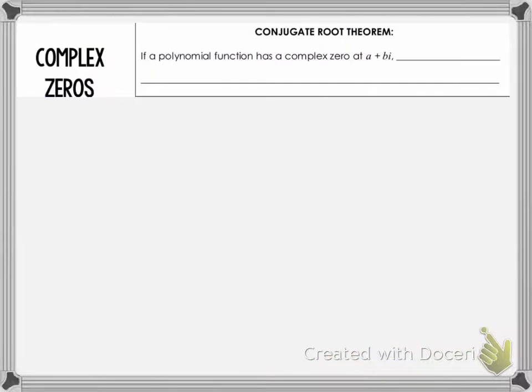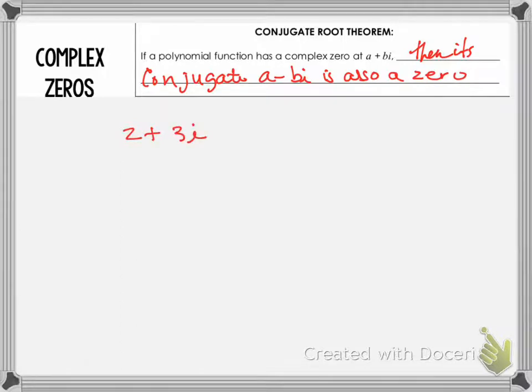Okay, let's see what else we got. Sometimes we have complex zeros. So, if a polynomial function has a complex zero at a plus bi, then its conjugate is also 0. A minus bi is also a 0. So guys, that just means if they say that one of the zeros is 2 plus 3i, then 2 minus 3i has to be on there too, because remember, they come in pairs.